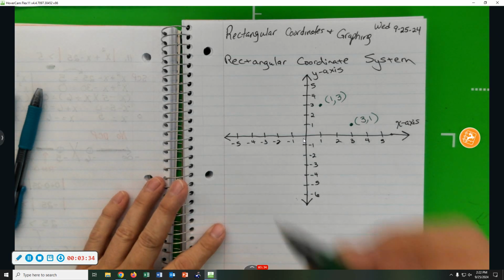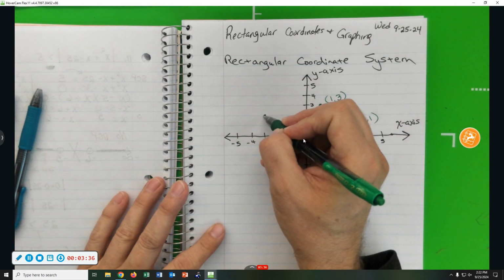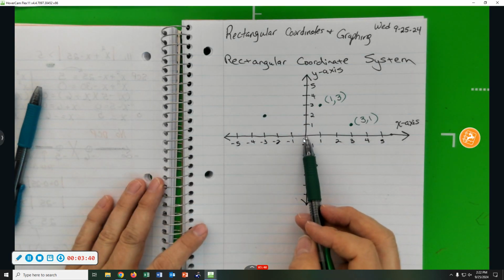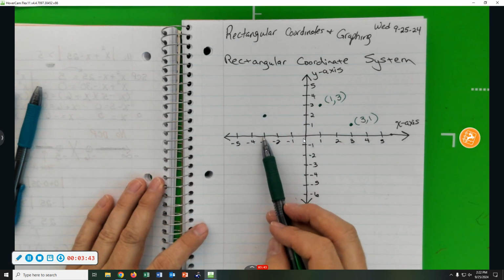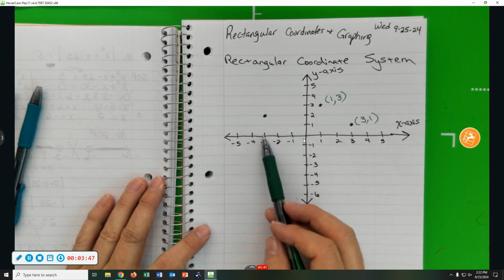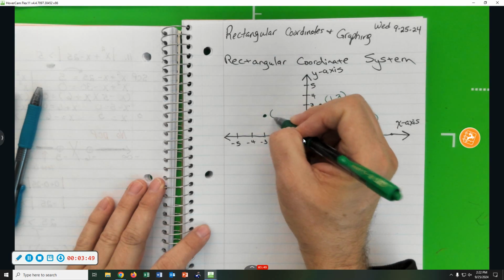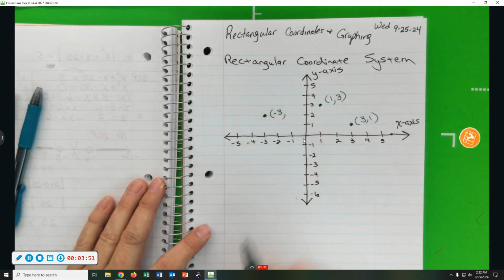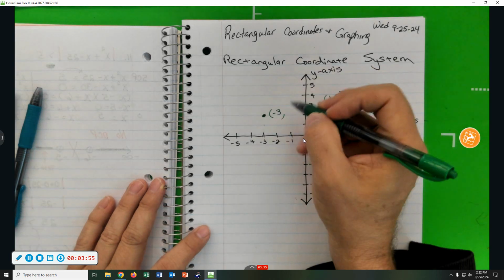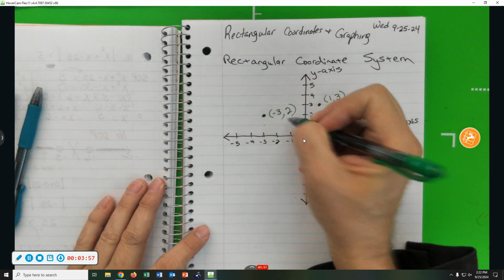What about this point right there? We'd move to the left to line up with that point. So we'd go 3 units to the left. So the x coordinate is negative 3. We then have to go up 1, 2. So the y coordinate is positive 2.